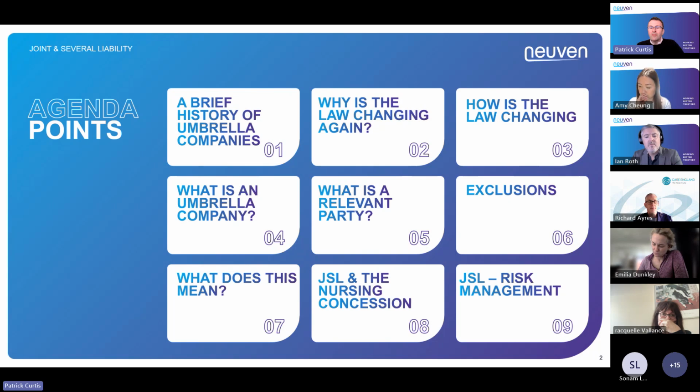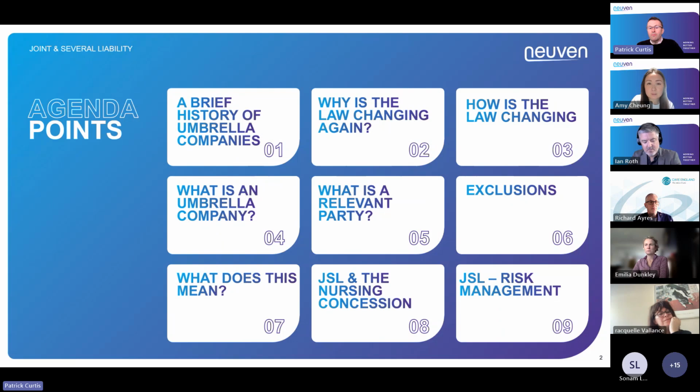The main body of the presentation will then be how the law is changing and what some of the key definitions are and what they mean, so that attendees can understand how the risk presented by this new legislation will apply to them.